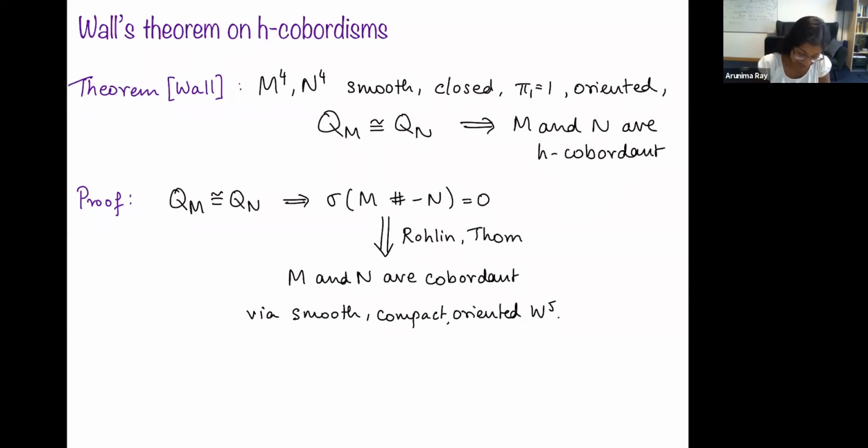So let's get started. If you have isometric intersection forms, in particular, that means the signature of this connected sum four manifold is 0. That's a nice exercise you can think about. It comes from the fact that intersection form behaves very nicely with respect to connected sum. And that is a result of Rokhlin and Thom, that then my smooth manifolds M and N are cobordant via some smooth compact oriented 5-manifold W. This has to do with the computation of the 4-dimensional oriented cobordism group. Precise references will be in the typed lecture notes, so please feel free to go there for that.